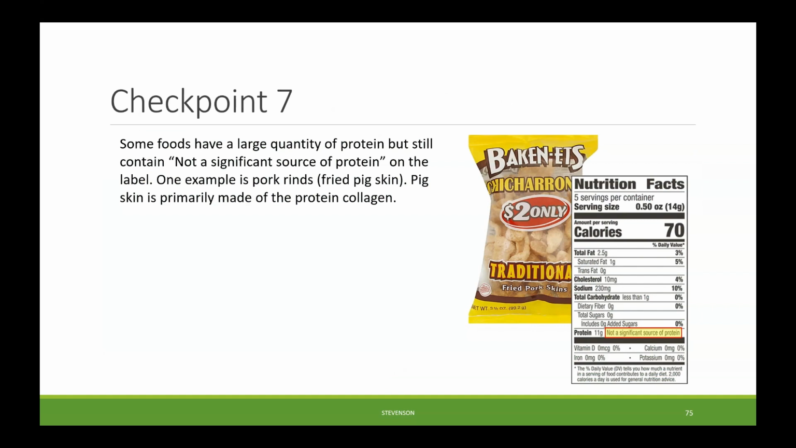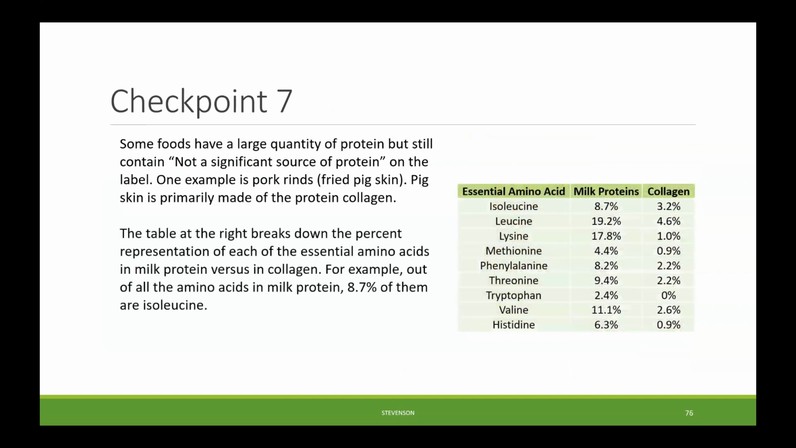So if you look at the label, you can see that they have lots of protein. They have 11 grams of protein, but at the same time, just to the right of the protein on the label, it says they're not a significant source of protein. So what's the deal here?